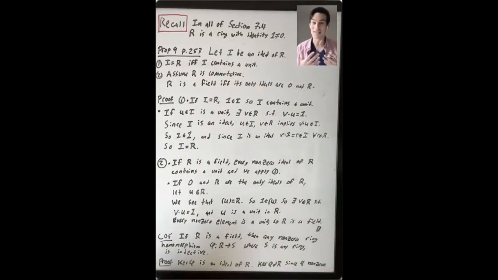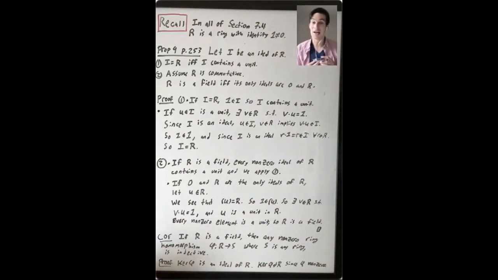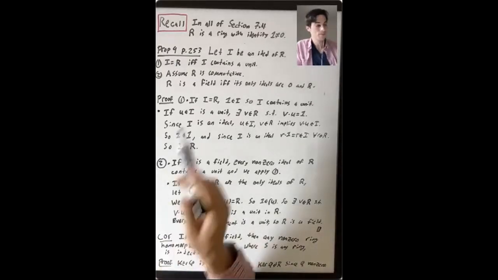There are some statements that are given in Dummit and Foote that are just not true if your ring doesn't have an identity. And this assumption isn't stated in the statement of every proposition. So you need to be aware that anything that's happening in section 7.4 has this assumption with it. Okay, so let's get started by talking a little bit about ideals in fields.